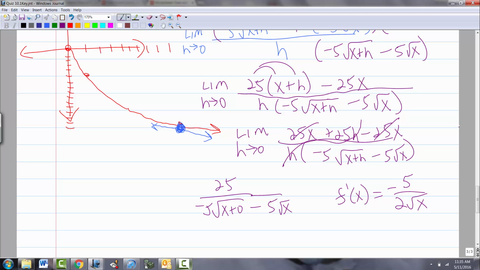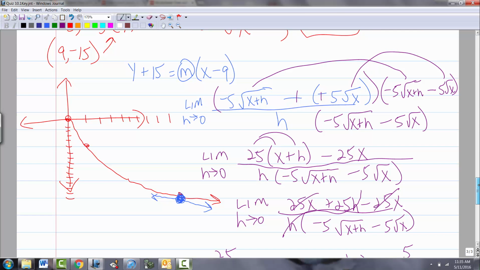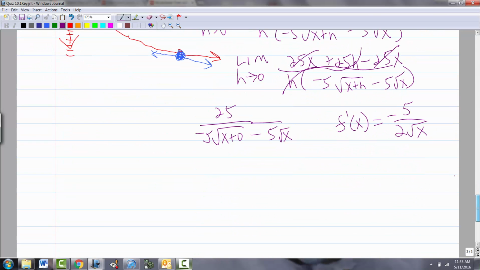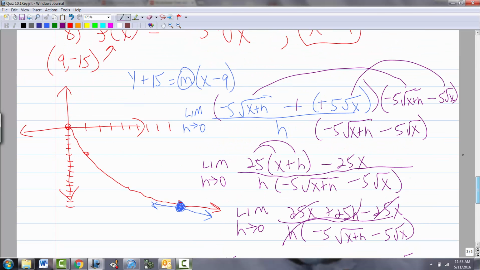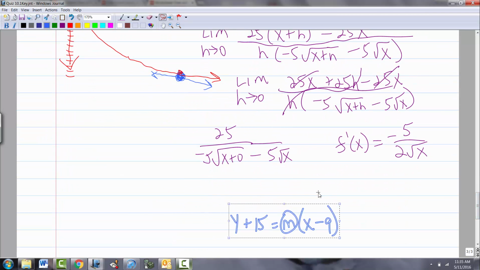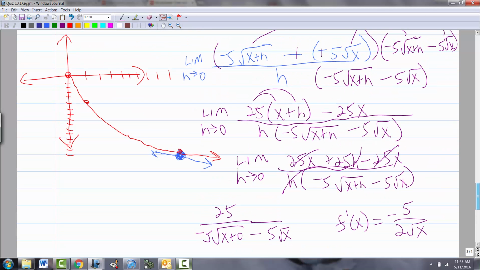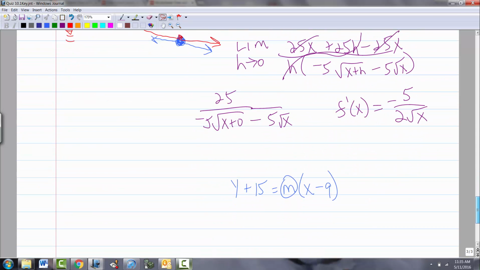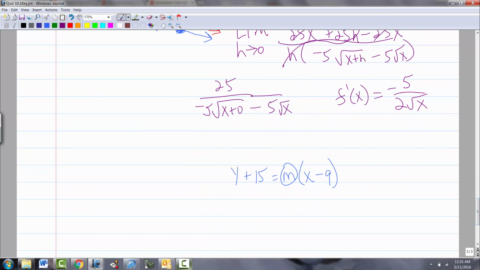There's my slope formula. So how I described this to begin with, y plus 15 equals m times x minus 9. Okay, now, remember this is the slope at x equals 9. So that's what I can do now. I can plug 9 into the derivative formula, the slope of tangent line formula, and get, what's the square root of 9? 3, times 2.